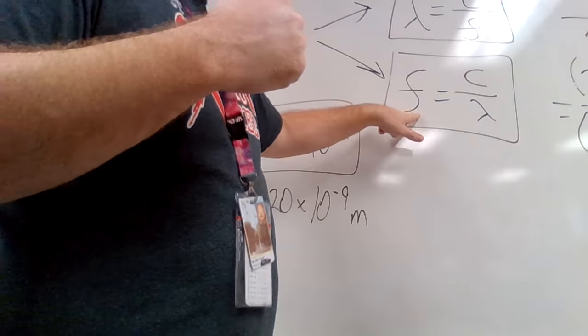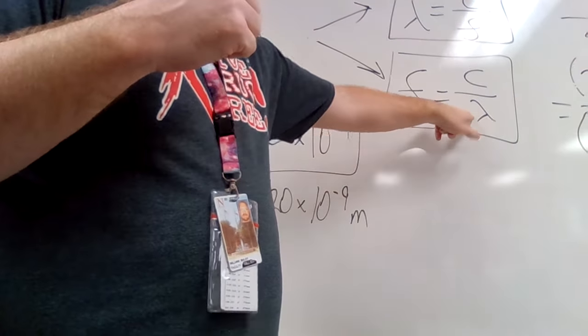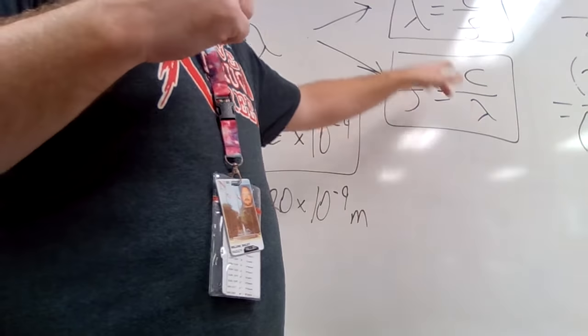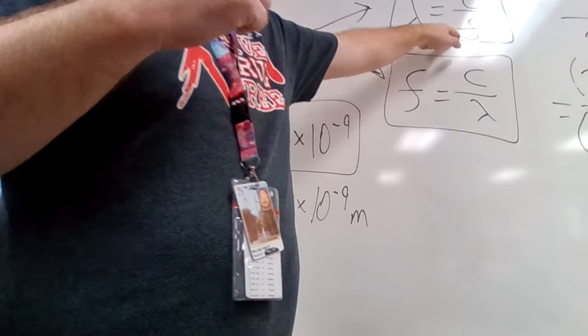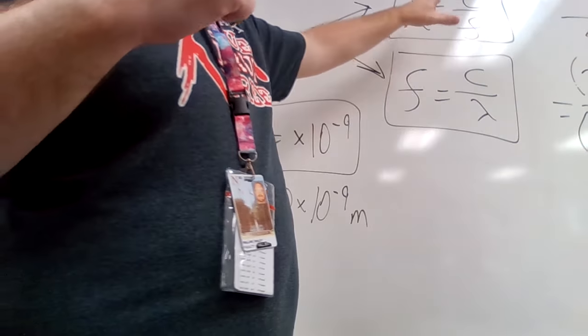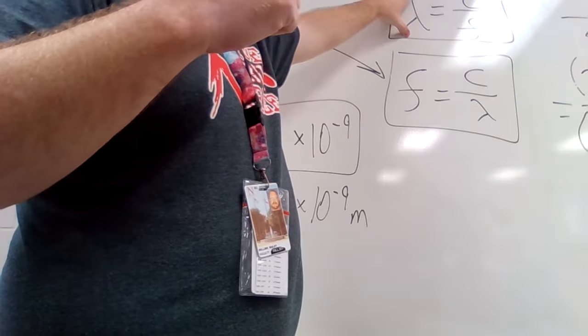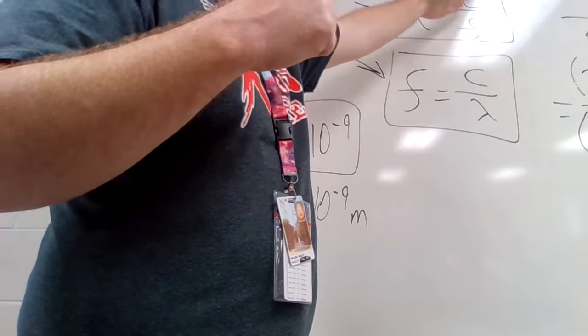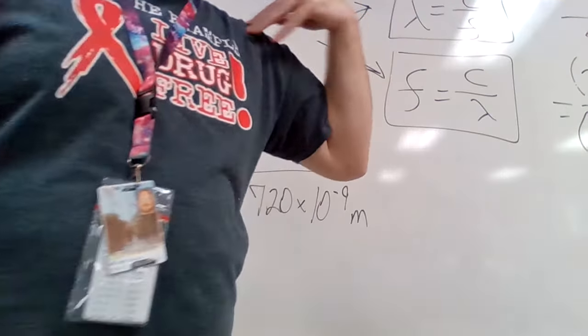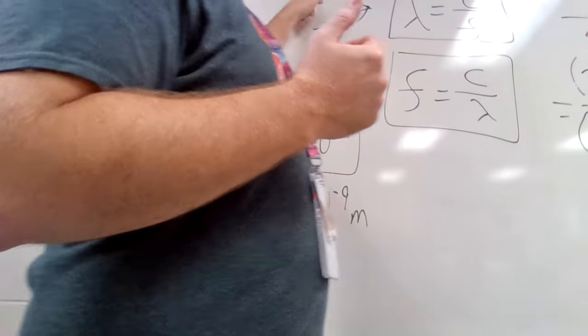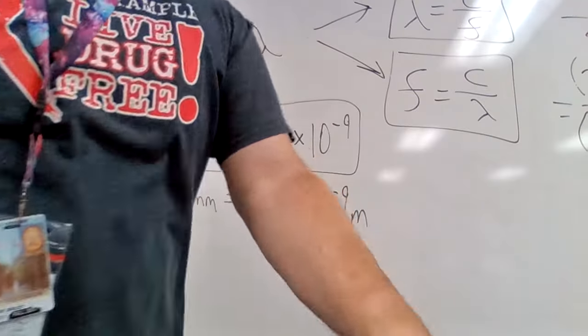If they want frequency and they give me wavelength, I use this equation. If they want wavelength and they give me frequency, I use this equation. So you got to know what's on by itself on the side of the equal sign, and what's part of the equation and what have they given me. Speed of light, they always give that to me. It always stays the same.